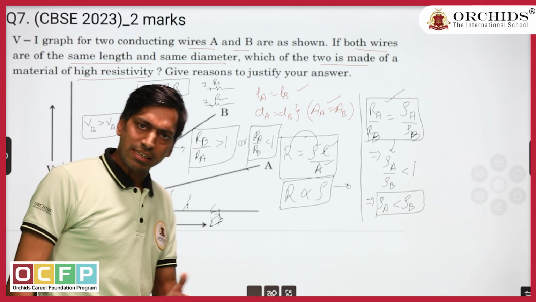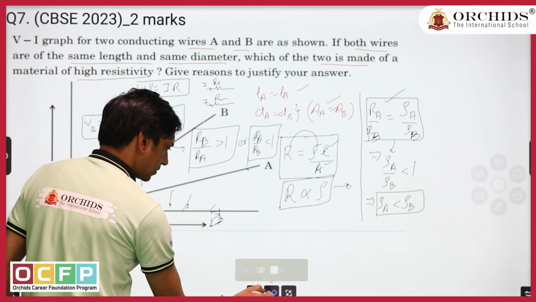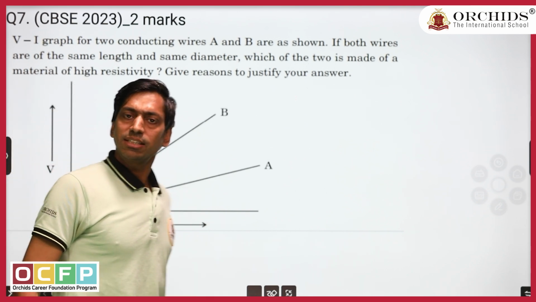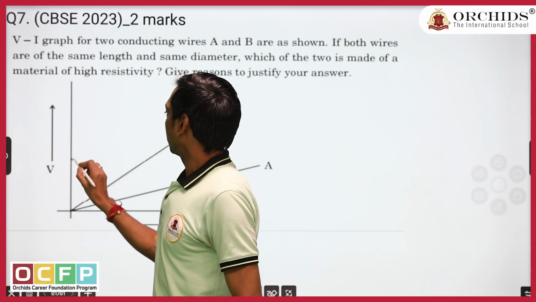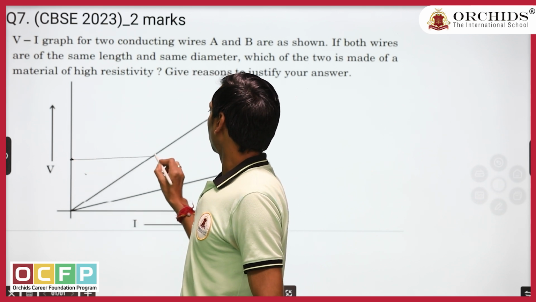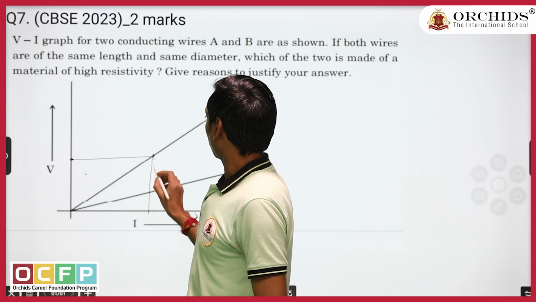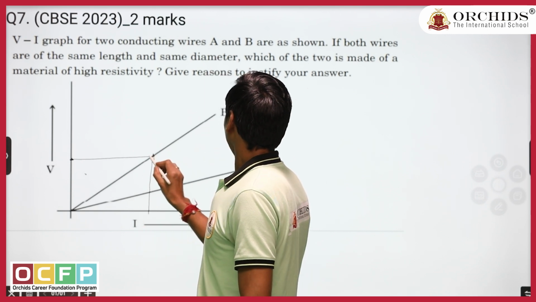Now, there's another way to tackle this problem, and that we can also use. Instead of taking the current the same, you can take the voltage constant. Let's say you're applying 10 volt across both the resistors. Now you can check here.